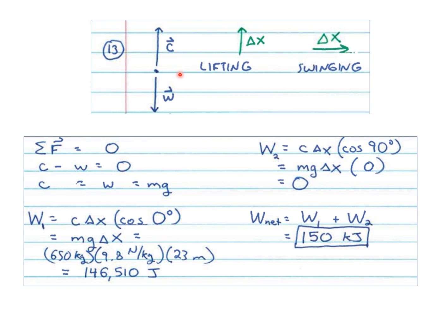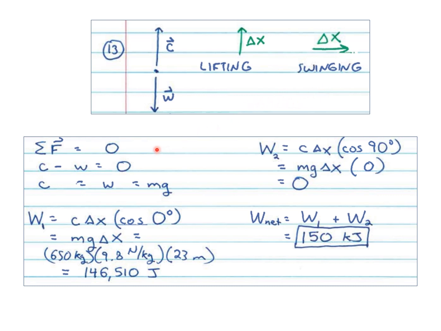Even when it's swinging to the right, the force that it's applying on the beam is still vertical. It's just holding it up. And so the crane force is up, the weight is down. Now when it's lifting, its displacement is straight up vertically. When it's swinging to the right, the displacement is straight to the right.